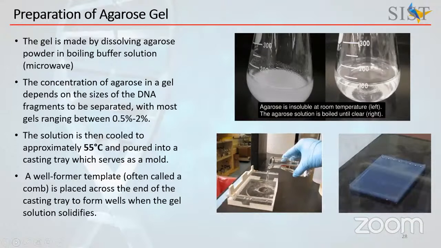After we obtain the clear solution of agarose, we'll take it out from the microwave and keep it at room temperature so that it cools down. When it reaches around 55 degrees Celsius, we'll have to pour it into the gel casting tray, where this agarose liquid will become gel. All right, so we shouldn't let it cool down to room temperature. Why? Because if we let it reach room temperature, it will become solidified, so we can't cast it in a tray.